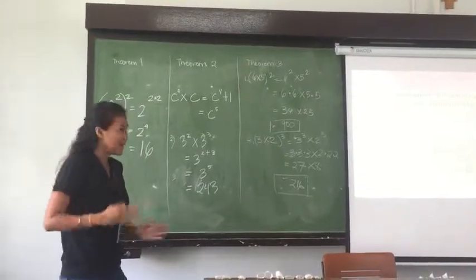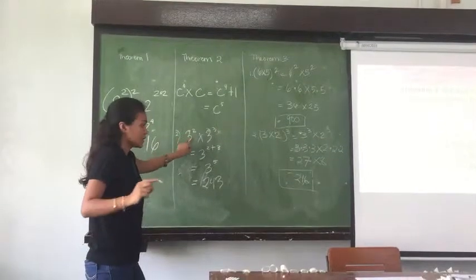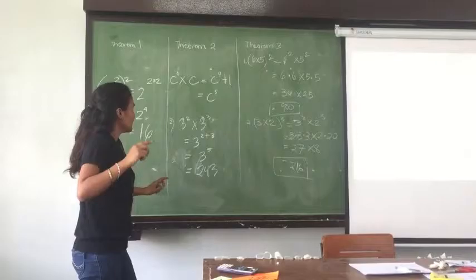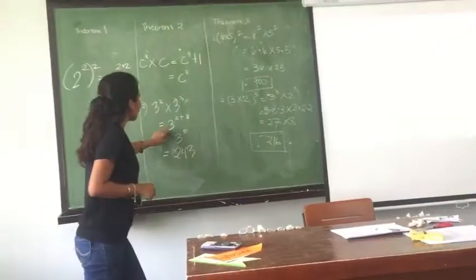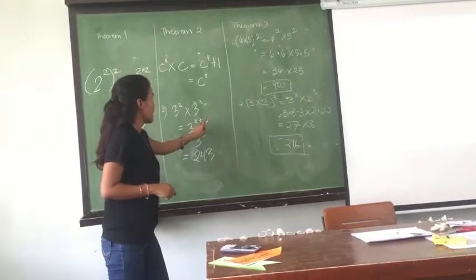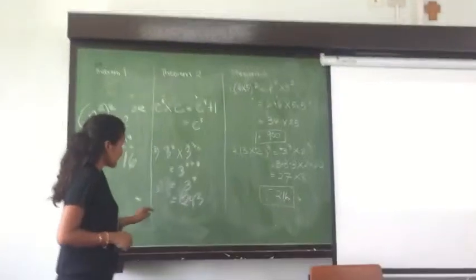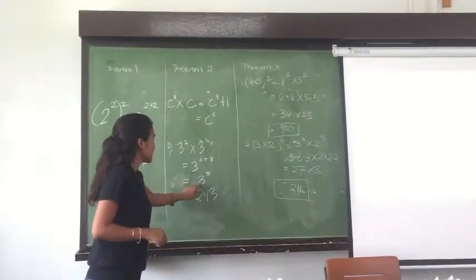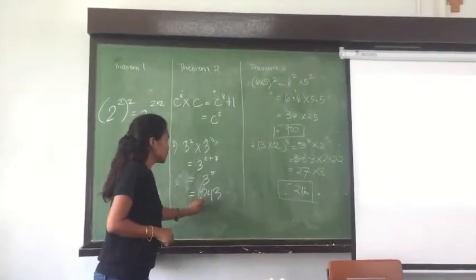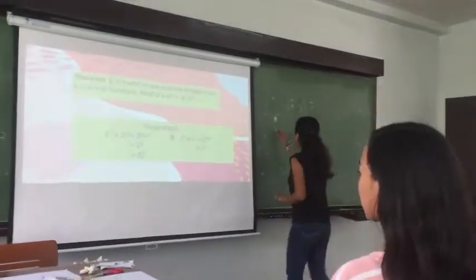Another example is 3 to the power of 2 times 3 to the power of 3. The result is 3 to the power of 2 plus 3, because you add the exponents. Then it equals 3 to the power of 5. Then the result is 243. So Queenie, can you answer the next one?